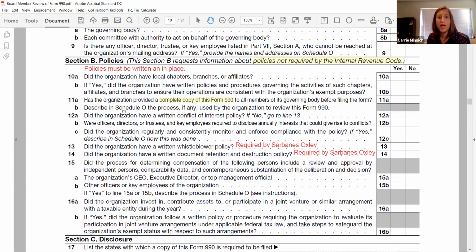In addition, it also asks the process that's used to review this Form 990. So that might be just that you have the 990 prepared and it is emailed out to the board for review, and then it is voted on and approved at the next board meeting. Very simple, just make sure you have something in writing for that.